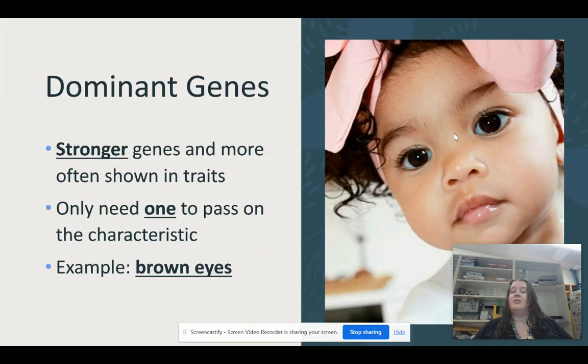All right, there are two different types of genes. One is a dominant gene. A dominant gene is a stronger gene, and it more often shows up in traits. You only need one dominant gene to pass on the characteristic. An example of a dominant gene is brown eyes. If you have brown eyes, you have a dominant gene. If you do not have brown eyes, you have the other type of gene.